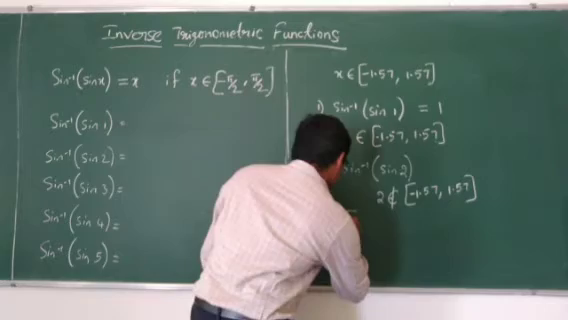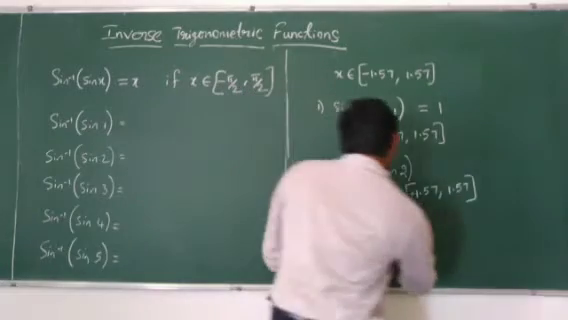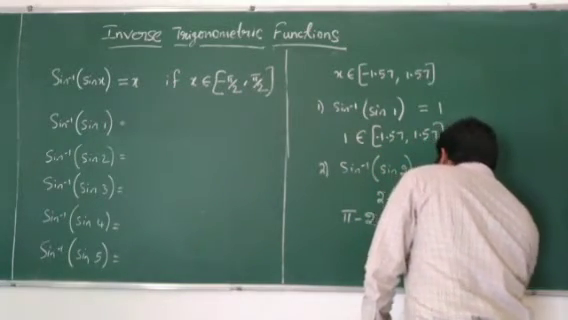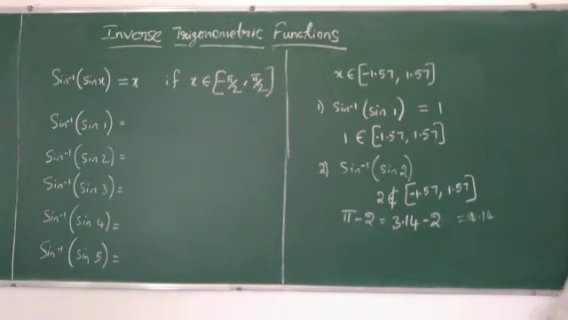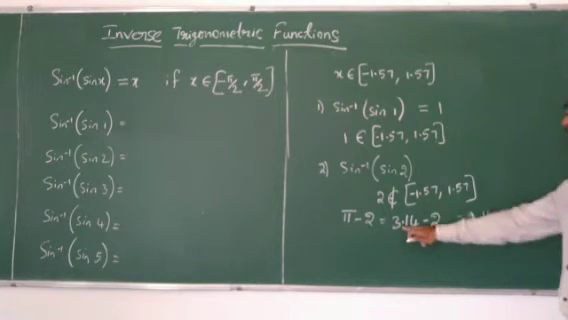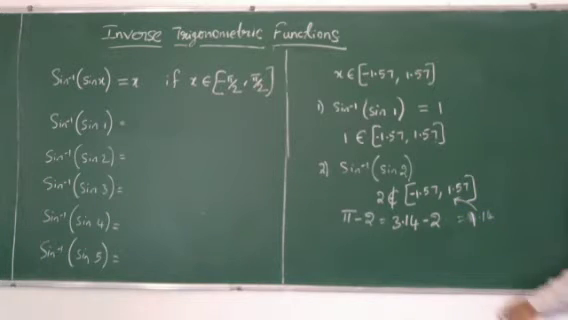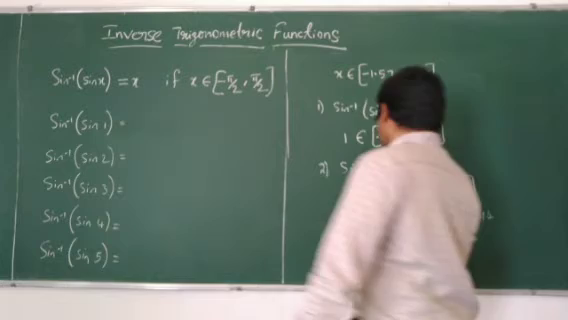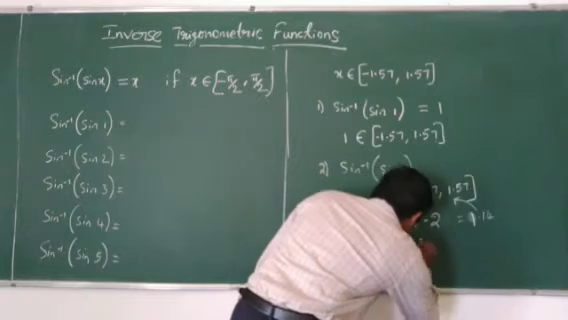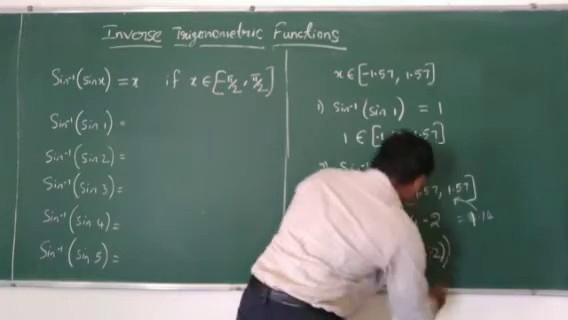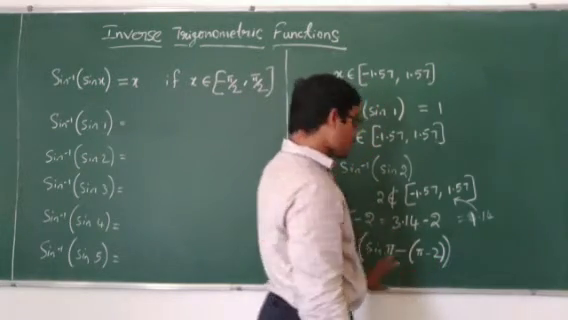Now suppose I take pi minus 2. What is pi? 3.14, minus 2, which is equal to 1.14. Pi minus 2 is 1.14, which is in this interval. So I can add and subtract pi. Sin inverse of sin of pi minus, pi minus 2. I am adding pi and I am subtracting pi. This is minus into minus, it becomes plus 2.